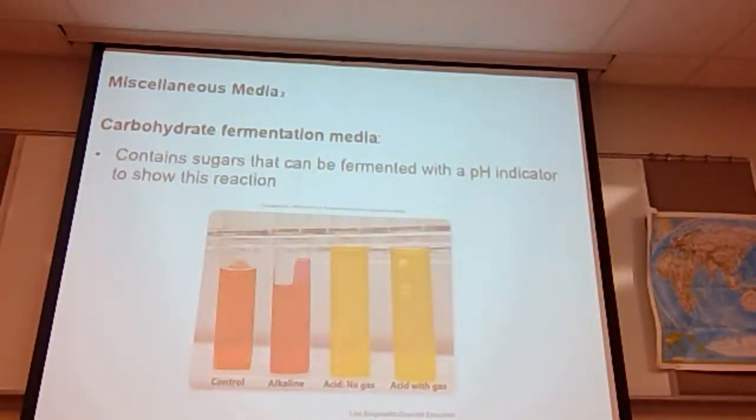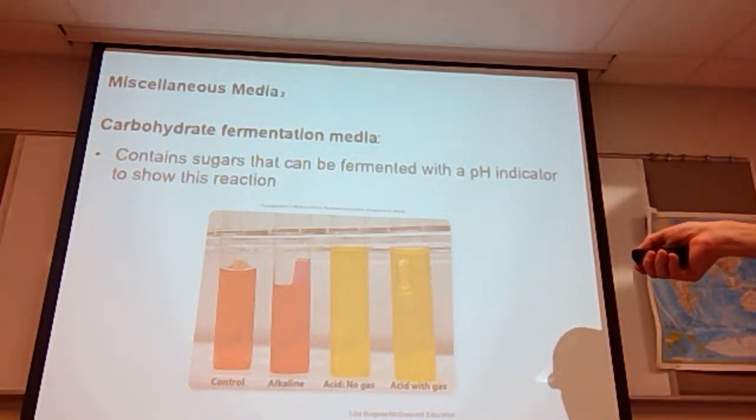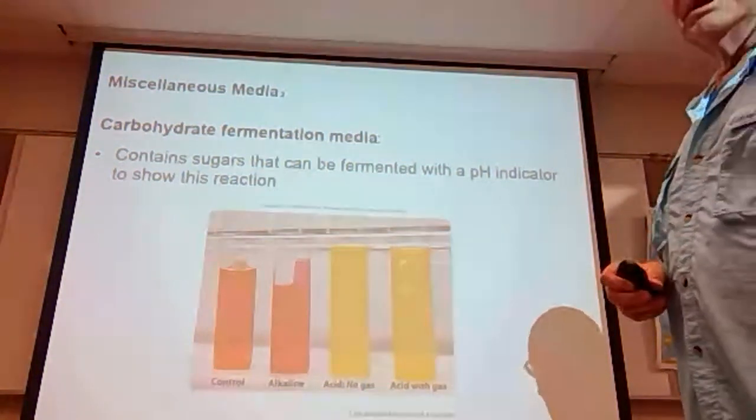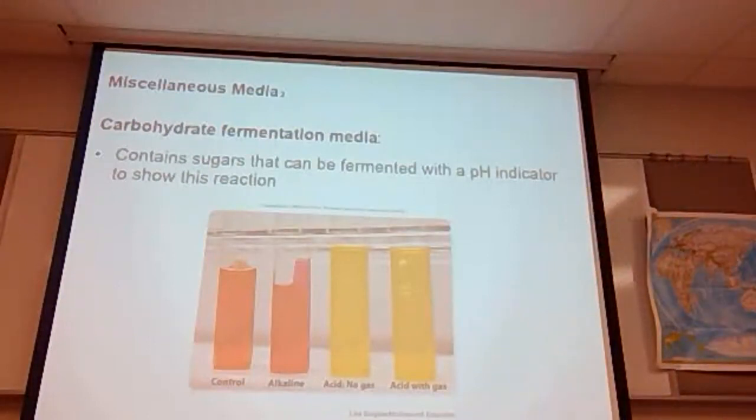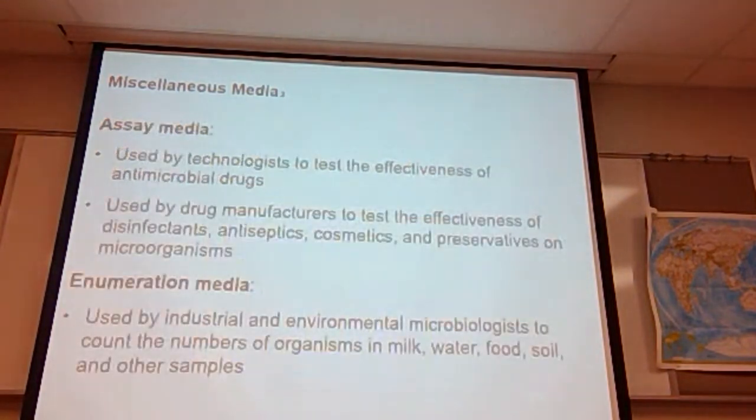This is for acid production without gas. However, if you get an acid production with gas, in addition to the tube turning yellow, you see that there is a visible bubble now forming in the tube. This little upside down tube here is referred to as a Durham tube. Durham, just like the city in North Carolina. And its function is to trap the gas that is being produced by the bacteria that are growing down there. An assay media is one that is used to test the effectiveness of antimicrobial drugs.